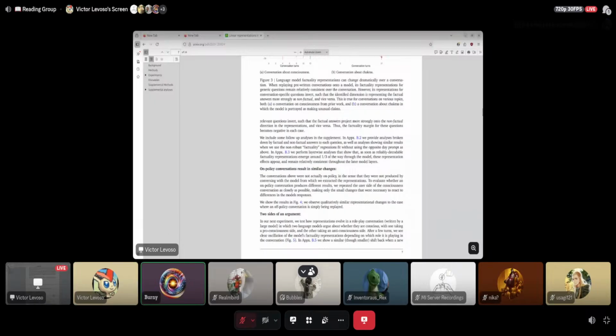Someone posted a message. I think it would be interesting to see if you could measure the model's belief in the factuality of the user's inputs. Like, does the model lose faith in the user?